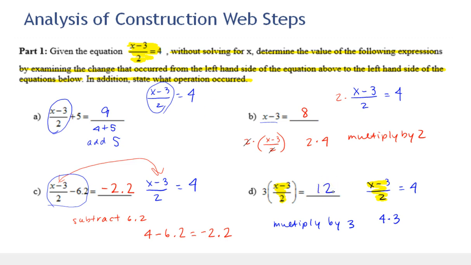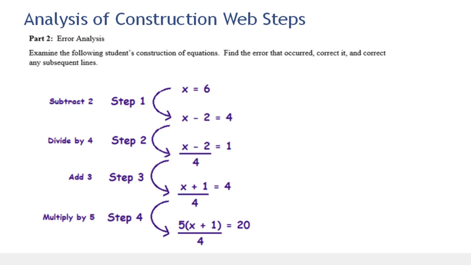Now we're going to look at one last example of analysis of construction web steps by doing an error analysis. So this is part 2. And the idea here is to look at student work or some work that has some errors in it that are common and to be able to identify them.